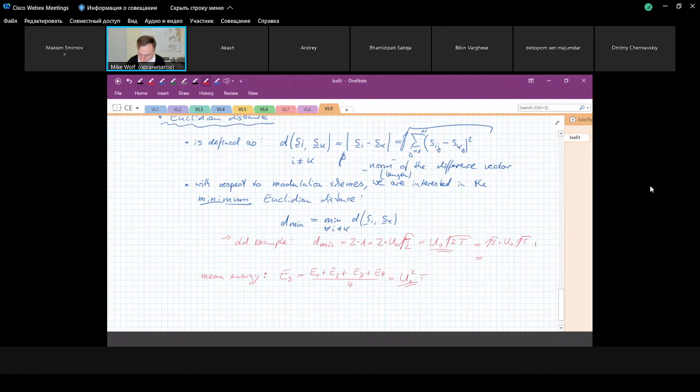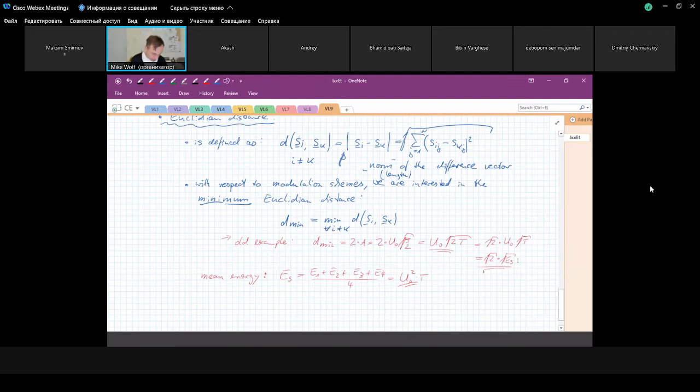Now, if we want to express this as a function of the energy, you see the square root of the mean energy of the signals is just u naught times square root of T. So this would be square root of 2 times square root of ES. At the moment this is not so important, but we can explain this Euclidean distance as a function of the mean energy.